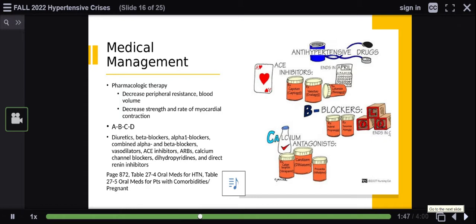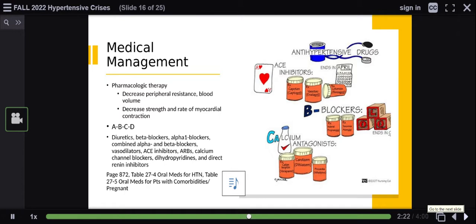Next under C, we have the calcium antagonists, your calcium channel blockers. I call these very nice drugs: the V, N, and D. These are the most common calcium channel blockers. V is for verapamil or Calan, N is for nifedipine or Procardia, and D is for diltiazem or Cardizem. These are all calcium channel blockers.